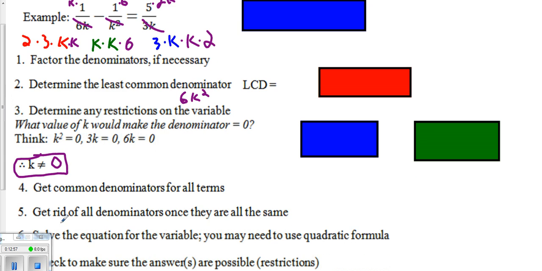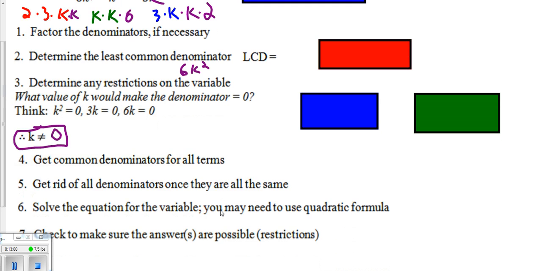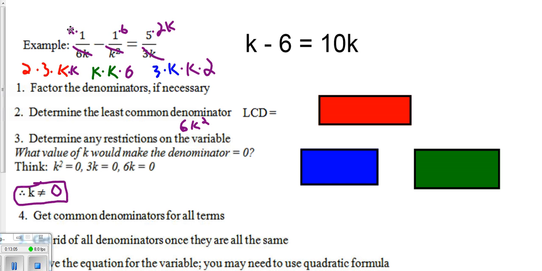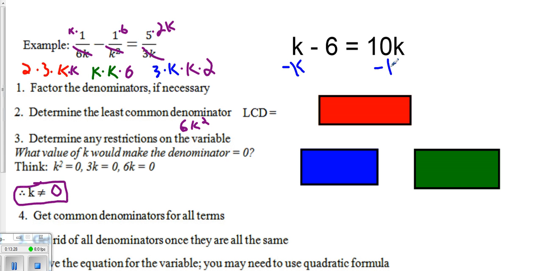So, that's step 5, get rid of all the denominators once they're the same, solve the equation for the variable. This is going to be the equation we've got left. K times 1 is just k, minus 1 times 6 is 6, equals, right here, 5 times 2k makes 10k. So this is going to be the equation we're working from. From here, solving it on both sides, we are going to subtract k on both sides of this. What that means is we're subtracting 1k. So 10k minus 1k means what we've got left over is a negative 6 equals 9k.